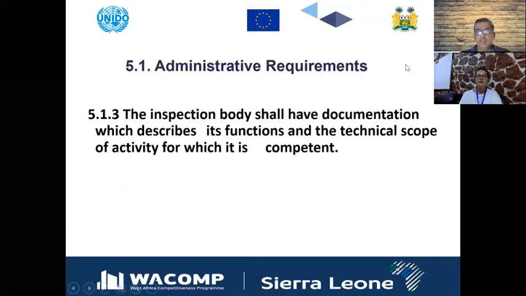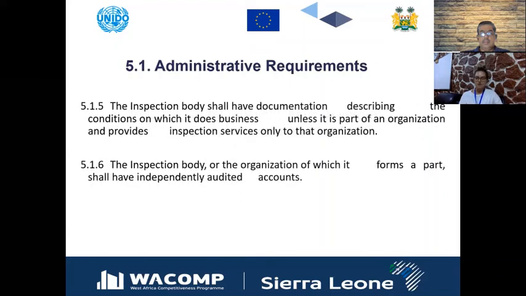So the inspection body shall have documentation which describes its functions and the technical scope of activity of which it is competent. This would mean that for each agricultural produce that you are going to inspect, you would need a document detailing the scope of how you do the inspection, the equipment that is used, and the departments that it's under. So for every different crop that you work in, you would need documentation for this. This is what it means by of which it is competent. So next slide, please.